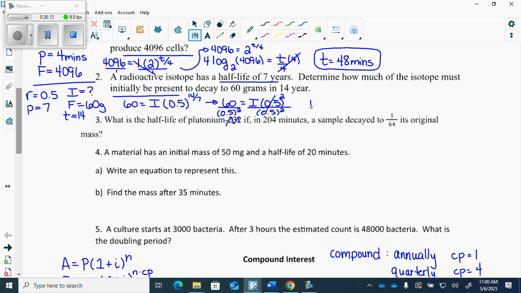So I should equal 240 grams. All right. Makes sense. When you're missing I, you literally just divide it.